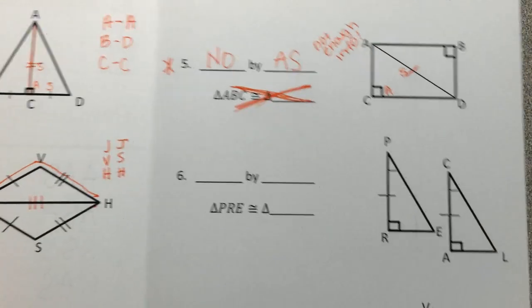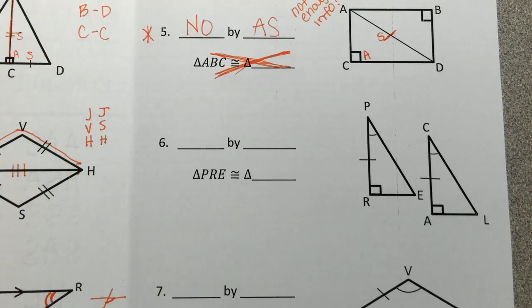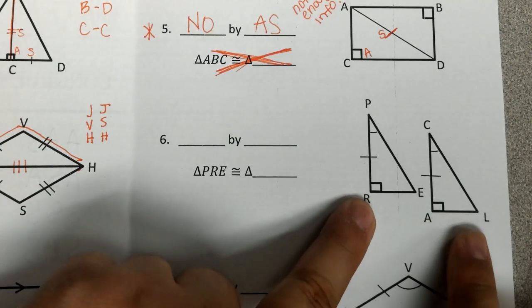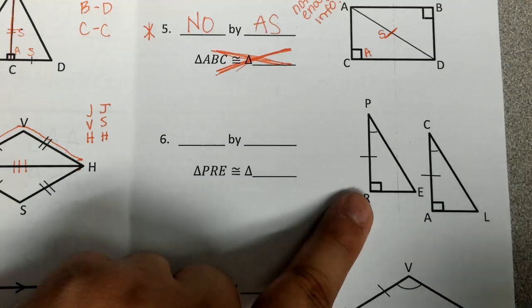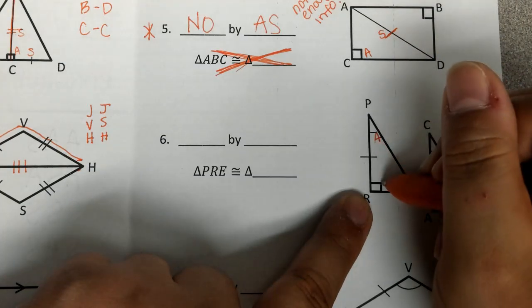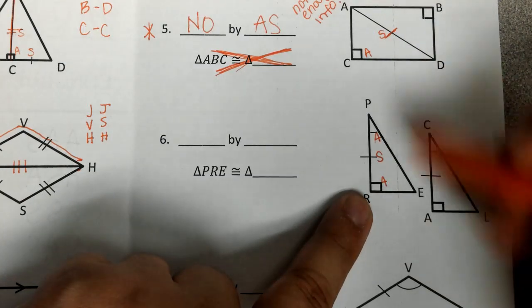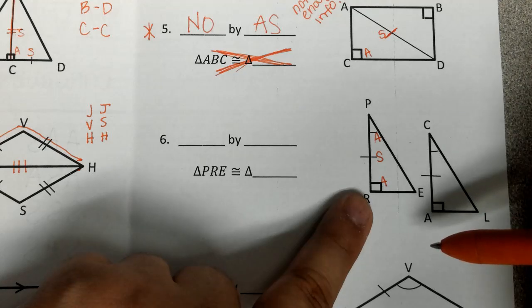Okay? Number 6, I do want you to know that not all the triangles will be touching. They won't always share a side. They won't always have vertical angles. I could have 2 separate triangles like this. What am I giving you here? An angle, another angle, and a side. Is that side in between?